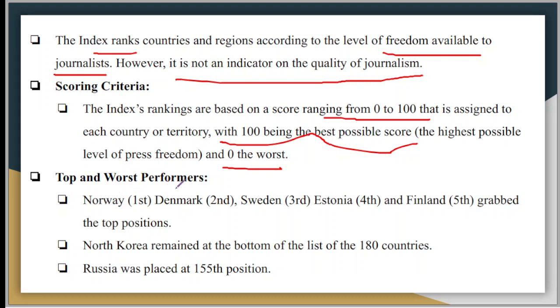So who are the top and worst performers? Norway, Denmark, Sweden, Estonia. In the consecutive series of first, second, third, these countries have ranked, with Norway at first, Denmark at second, Sweden at third, Estonia at fourth, and Finland at fifth, having grabbed the top positions, while North Korea has been labeled at the bottom of this list. Russia, which has been tried to be cut off from the whole world by the NATO organization, has been placed at 155th position.